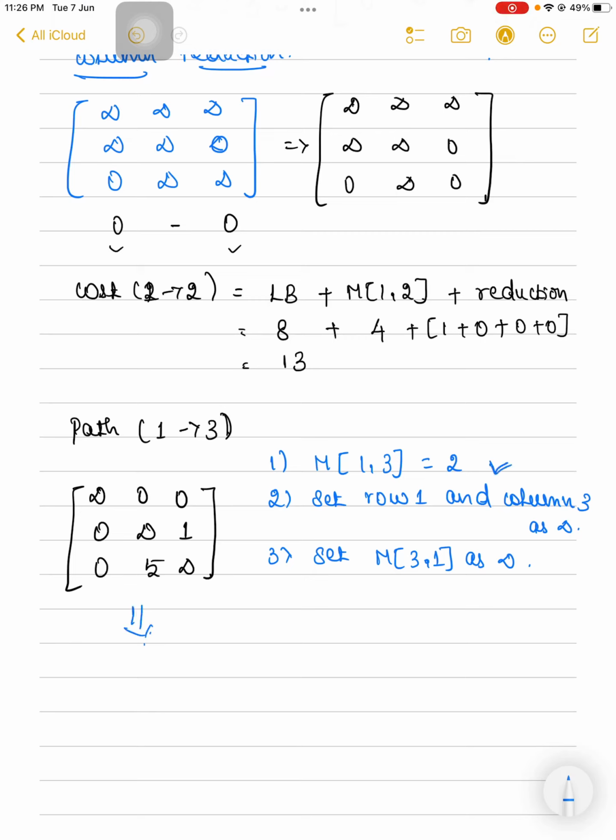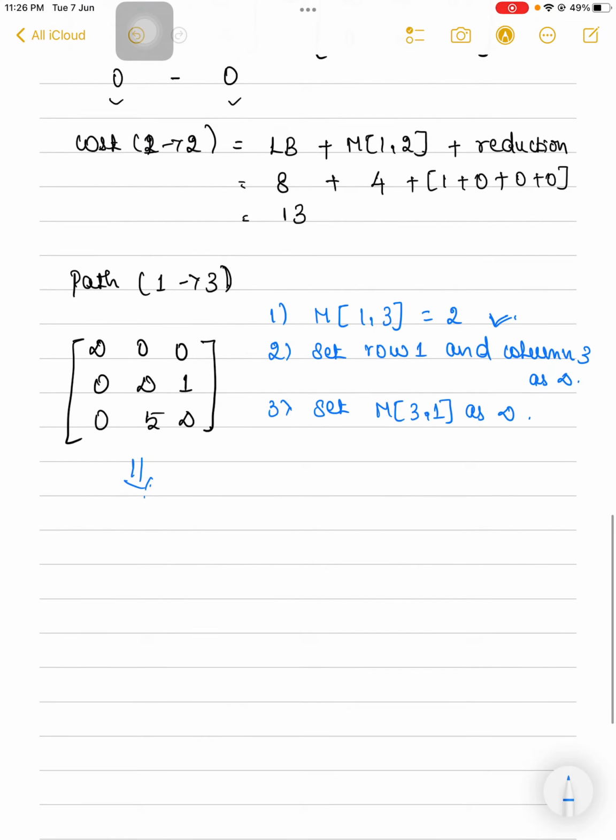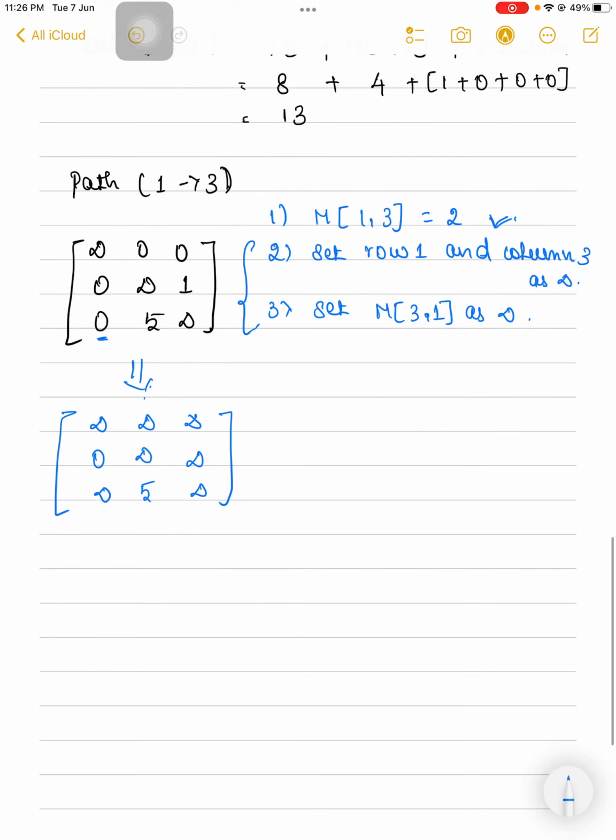So first step is over, fetch the value matrix 1 comma 3 value and stored it here, and the second step is set row 1, this is our row 1, and column 3 as infinity, right? So column 3 we made as infinity. Also 3 comma 1 also should be infinity. 3 comma 1 is this position, so you make this also as infinity. Rest all the values will be same, 0 infinity and 5, right? So performed these 2 steps now, and now start performing the row reduction as well as the column reduction, right?